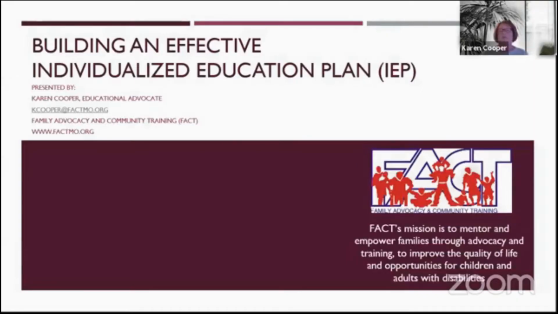I have an adult son who is on the autism spectrum. He's 26 years old. I will be referring to him occasionally throughout this presentation. Okay, so we're going to go over building an effective IEP.